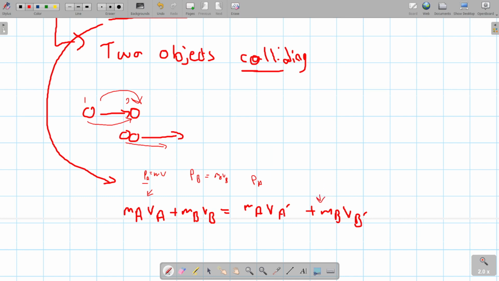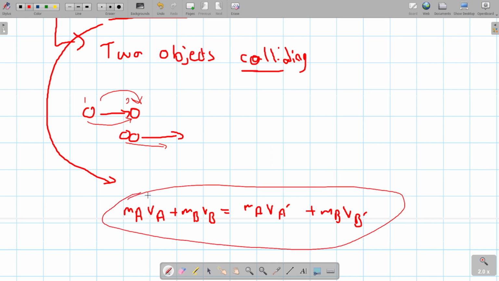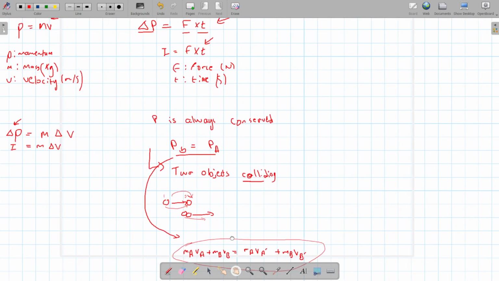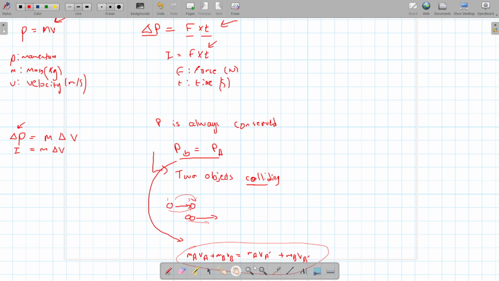Again, mass of B, this is the new mass. This is the new momentum of B. This is all just to explain, but what you have to memorize is this red part over here. I'll circle it. MAVA plus MBVB equals MAVA prime plus MBVB prime. So these are the formulas that you have to memorize.